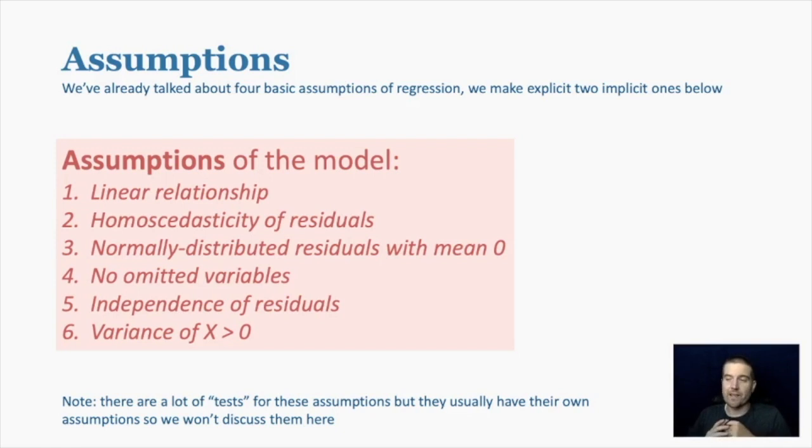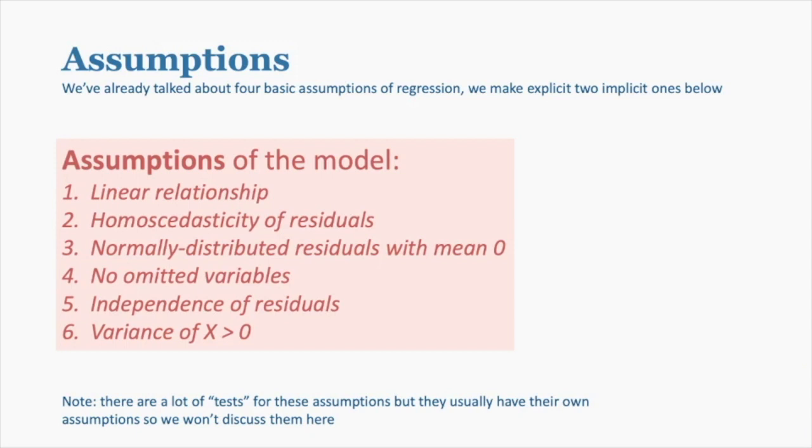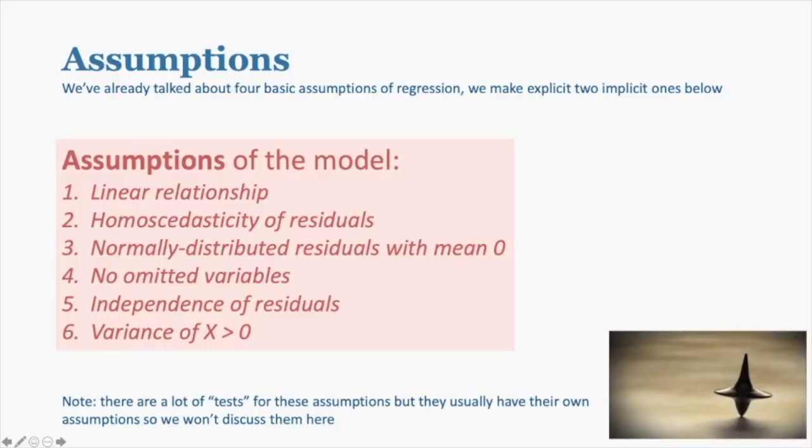What's interesting is there are a lot of tests for these assumptions, but what's kind of funny is they usually have their own assumptions, so you end up having this problem of we need to test the assumptions of our model, so we're using tests that also have assumptions that could be violated. And we end up getting this kind of Inception problem where we have a test, we have assumptions within assumptions within assumptions, and at some point it doesn't do us a whole lot of good.